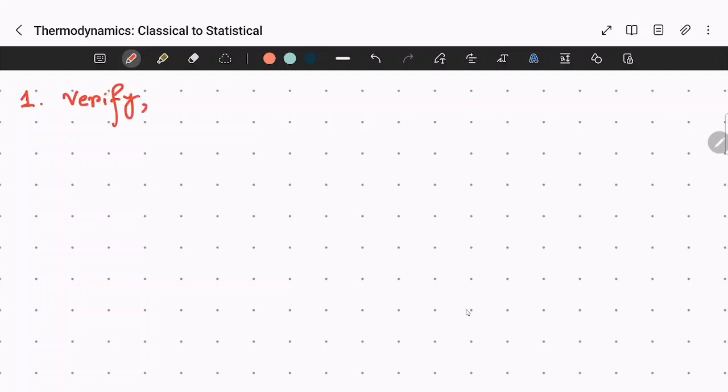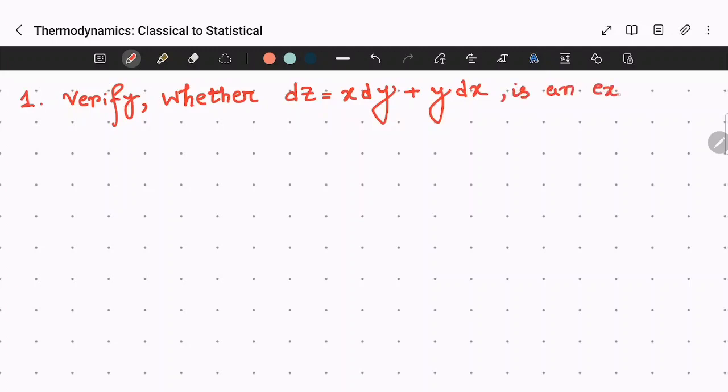Verify whether dz equals x plus dy plus y into dx is an exact differential or not. Okay, so this is the question.